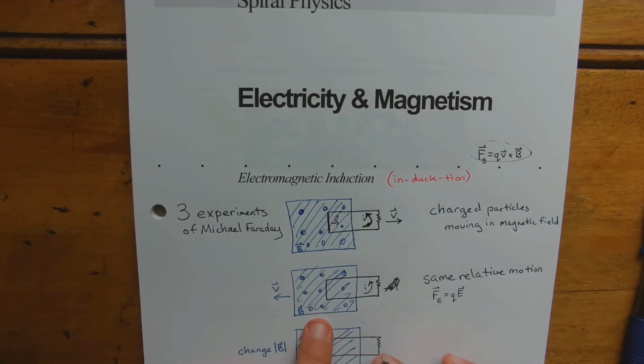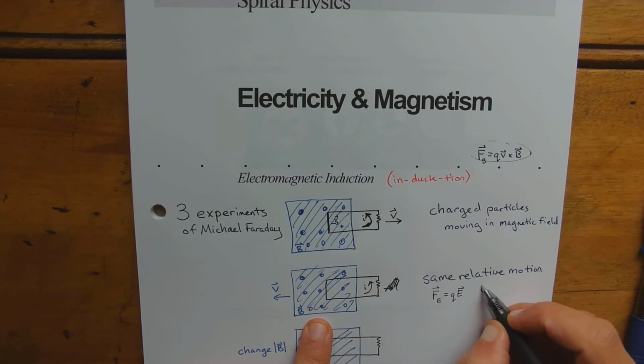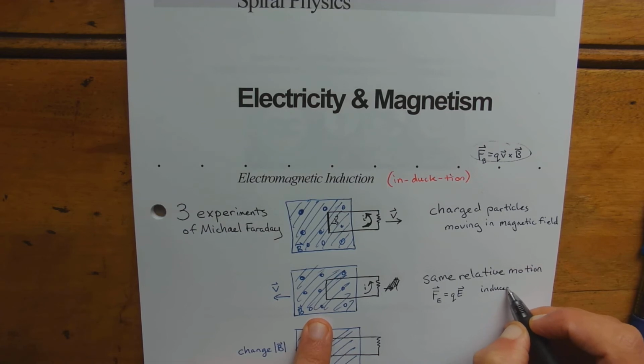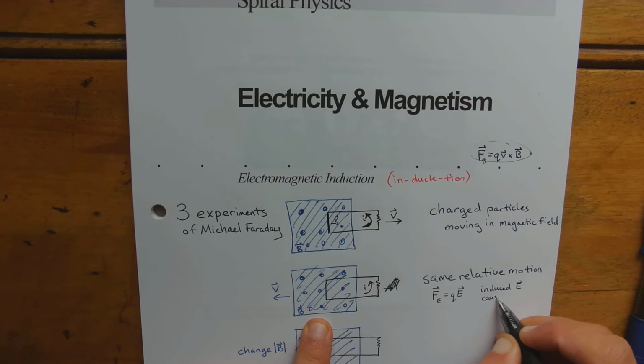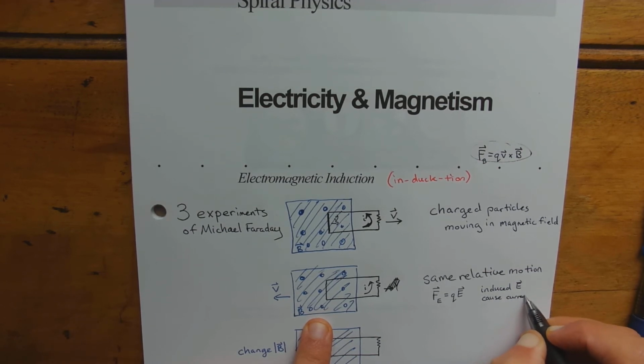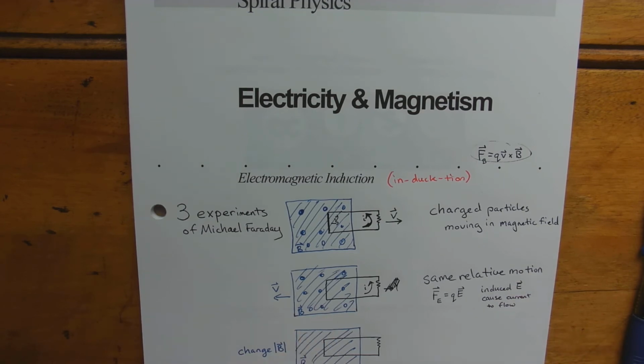So in this experiment here, we have an induced electric field, which is then going to cause the current to flow. That's all we really need to know for now, but later on in this section, we will look at exactly how we can figure out what that electric field is.